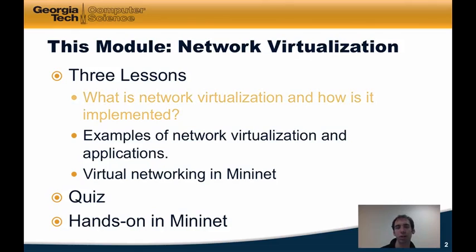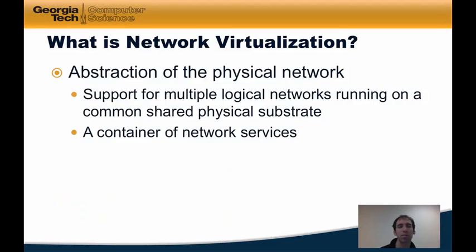What is network virtualization and how is it implemented? So simply put, network virtualization is a particular abstraction of the physical network that allows the support of multiple logical networks running on a common shared physical substrate. In other words, you can have a common set of physical routers, links, and so forth that support multiple logical network topologies on top of that physical infrastructure.